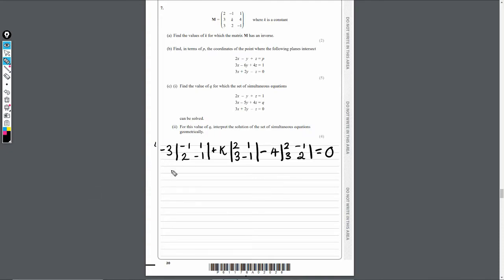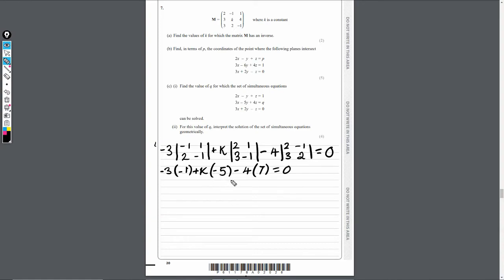So it's minus 3 lots of minus 1 times minus 1, so that's 1, minus 1 times 2. So that's going to be 1 minus 2, so that's going to be minus 1 in there. I've then got plus k lots of this: 2 times minus 1, so that's going to be minus 2, minus this 3 here. So I'm going to get minus 5 times k, so k lots of minus 5. We'll simplify in a second. And then I'm going to have minus 4 again. 2 times 2 is 4, minus 3 times minus 1, so it's going to be 7 in total. So I'm going to get minus 4 lots of 7, and this is going to be equal to 0.